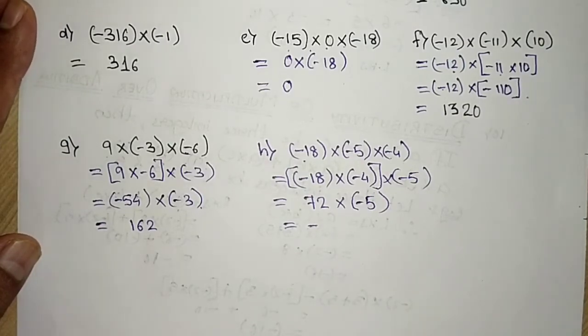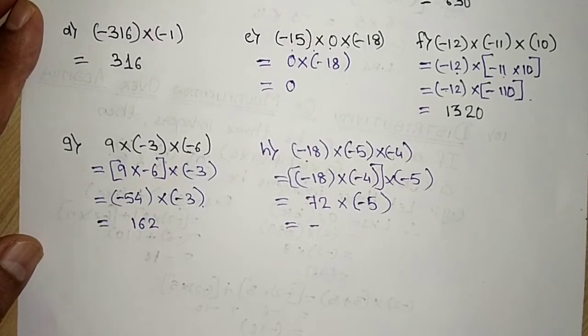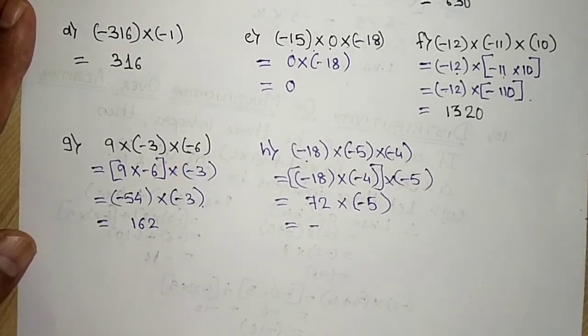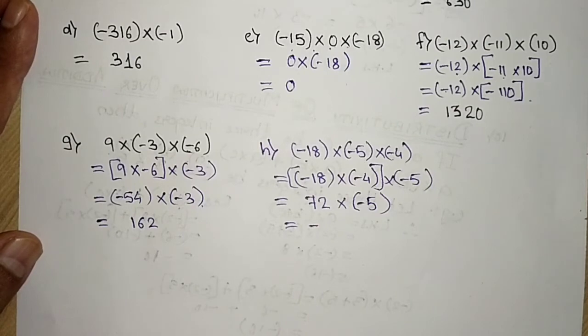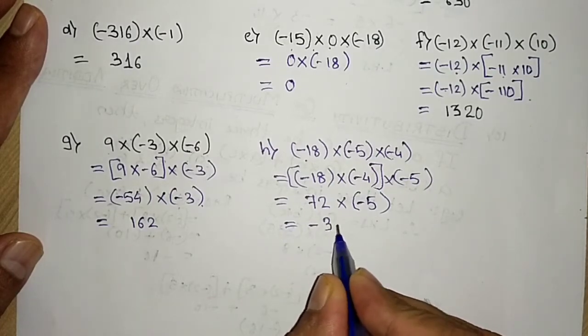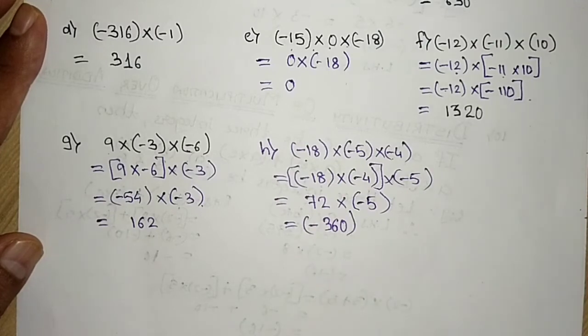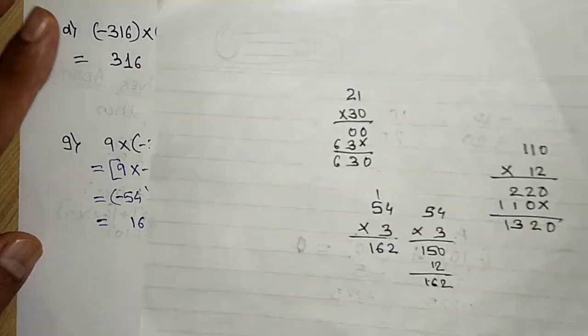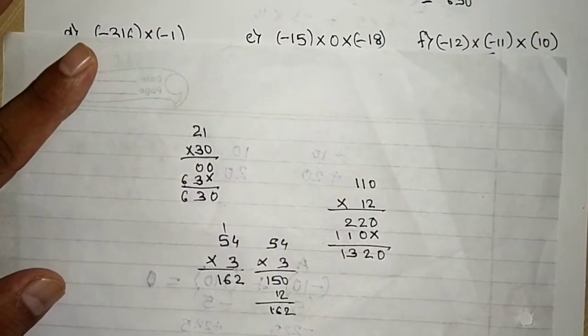Now students, you know 72 into 10, if you do, it will become 720. Now since 5 is in between, whatever the result will be of 72 into 10, you will divide by 2, you will get the answer 72 into 5. So 72 into 10 is 720, and divide by 2 you will get 360. See students, some calculations are very easy. Just you are supposed to know your tables and calculate it faster.